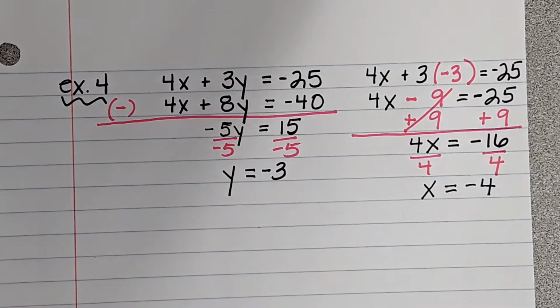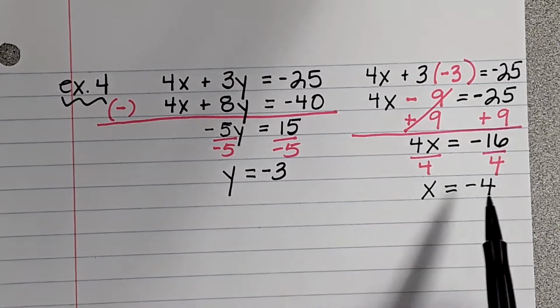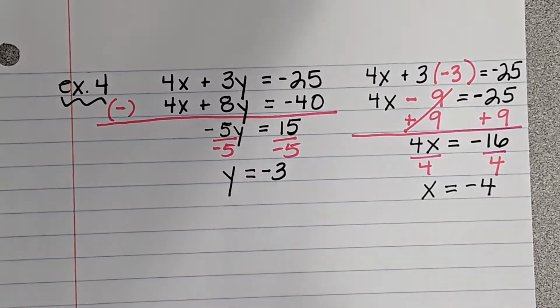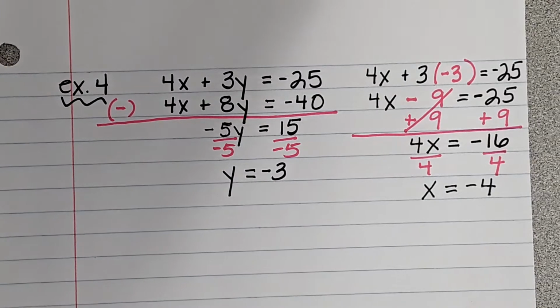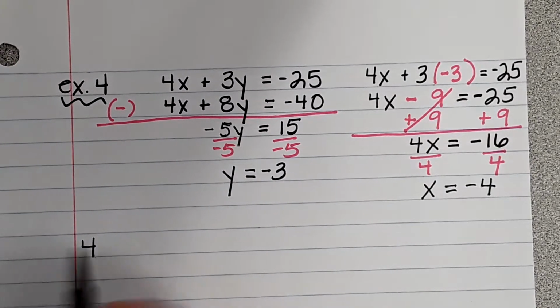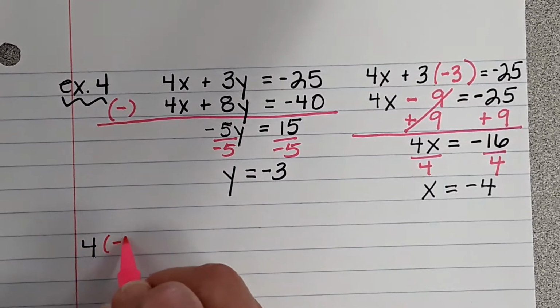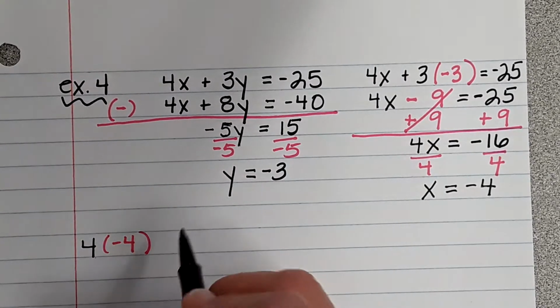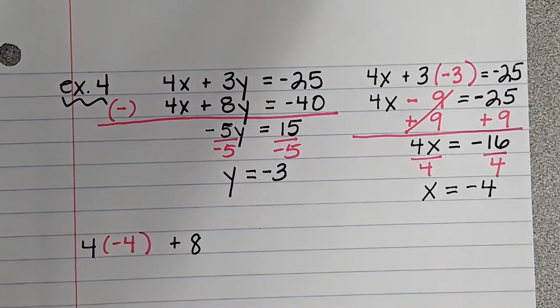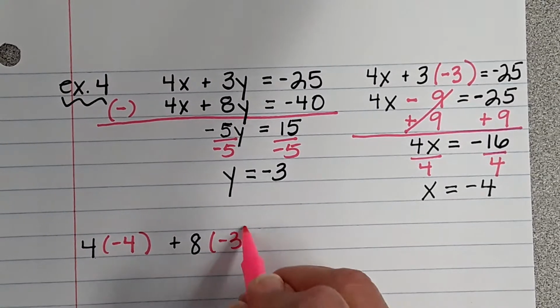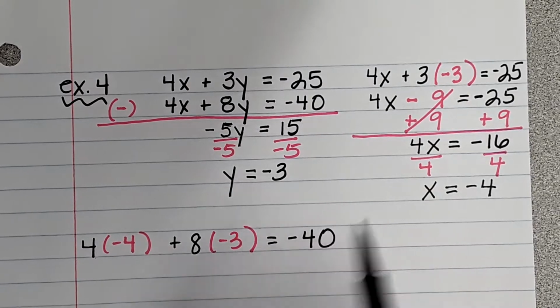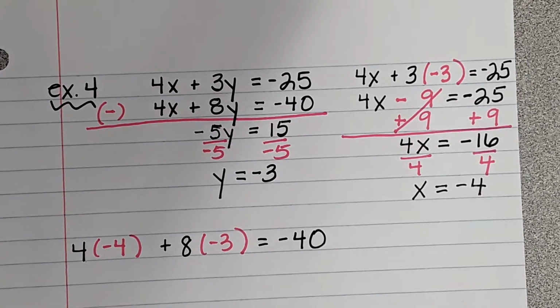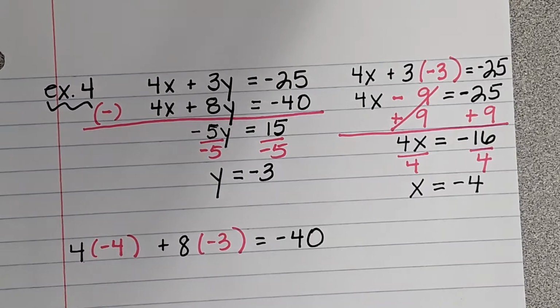Now there's one more thing that I can do. I can check it. I'm going to take negative 4 and negative 3. And now which equation am I going to plug it into? The bottom one because I haven't used that one. So now I'm going to do 4 times negative 4 plus 8 times negative 3 equals negative 40. You guys, I changed the color so you would see that I'm plugging in what I found.